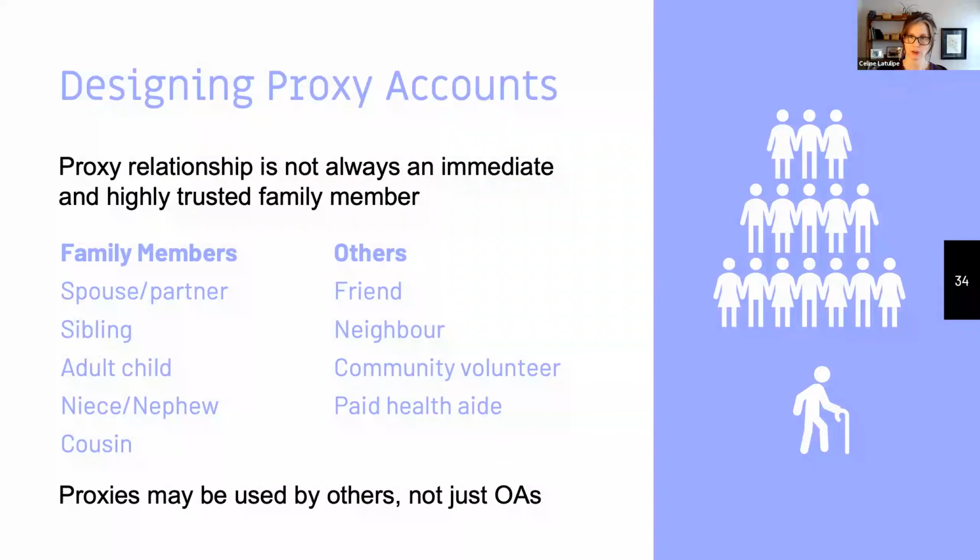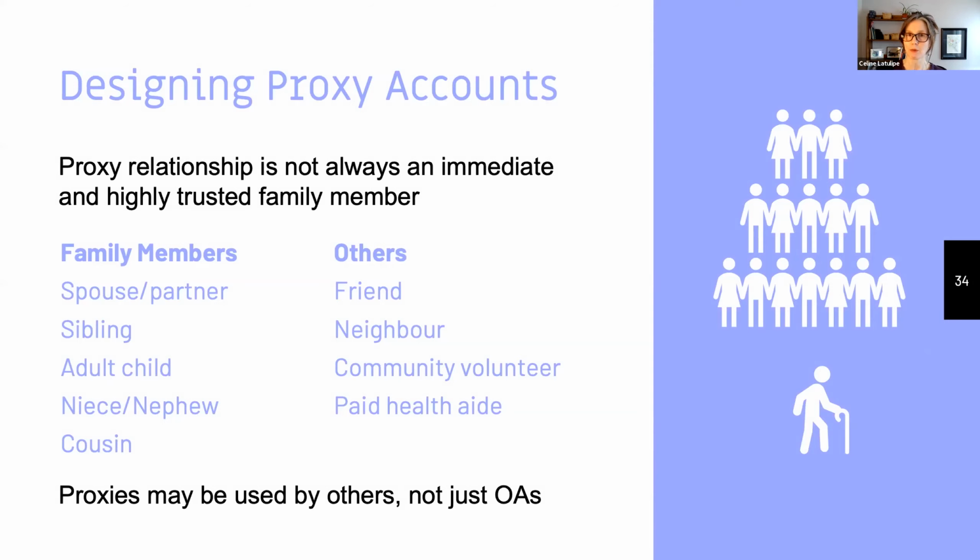Before I share some of these ideas, I want to again remind you that the proxy relationship is complex. It's not always one person. It's not always an immediate and highly trusted family member, could be a friend, neighbor, distant relative. And so we need to keep in mind the complexity and the changing temporality of these relationships.